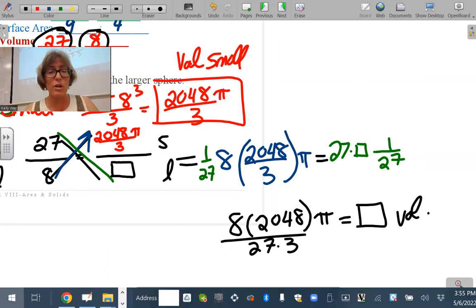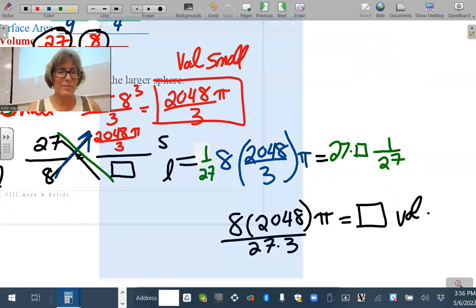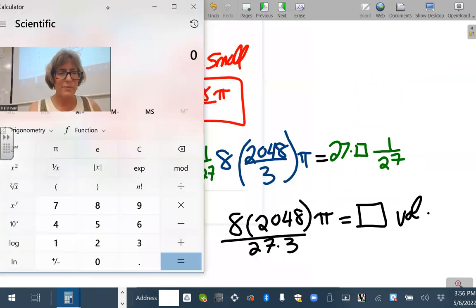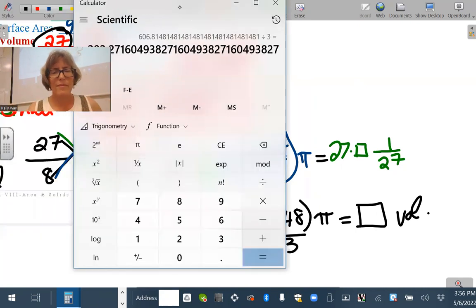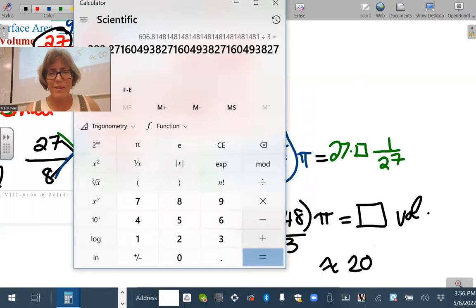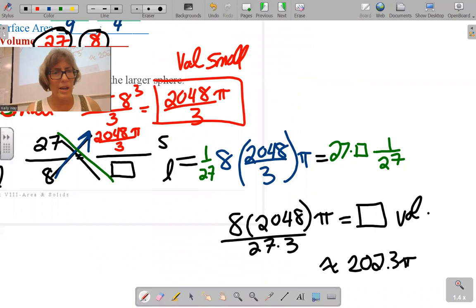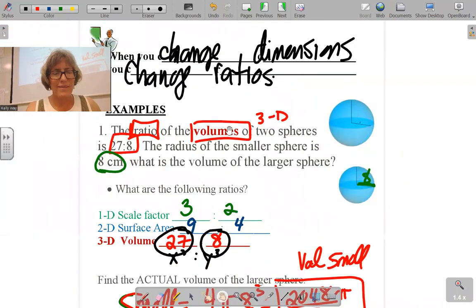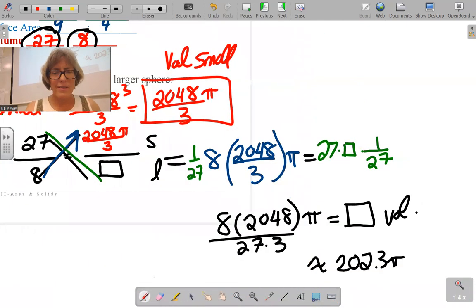So yes, you may get a calculator for this. You get approximately 202.3 pi for our units here. Centimeters cubed.